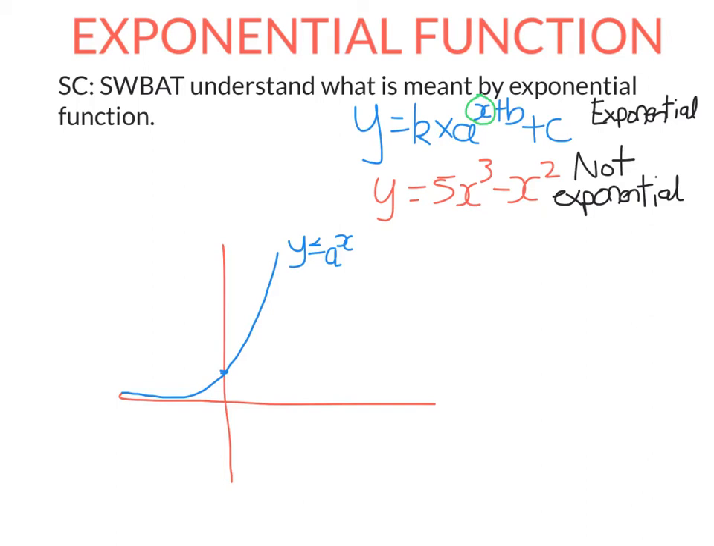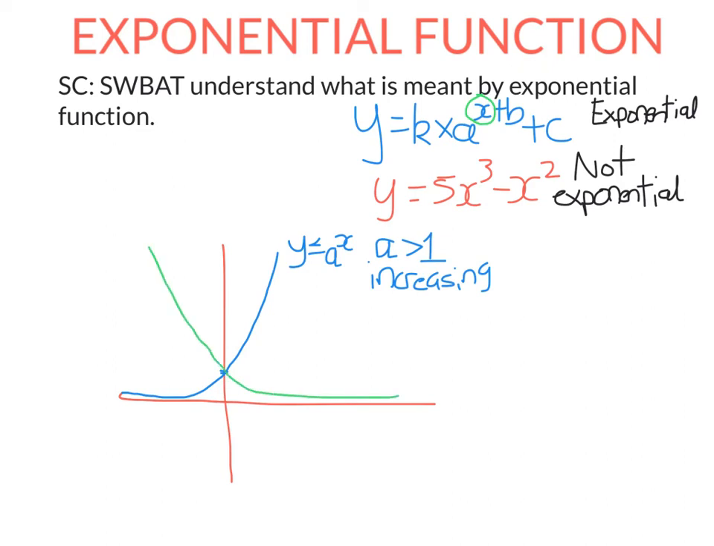So this is the graph of y equals a to the x. It's actually if a is greater than 1. It looks like this. We call this an increasing exponential because as x is getting larger, y is getting larger very quickly. There's also sort of another type of exponential.